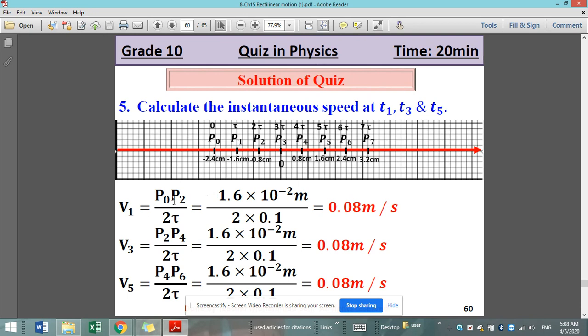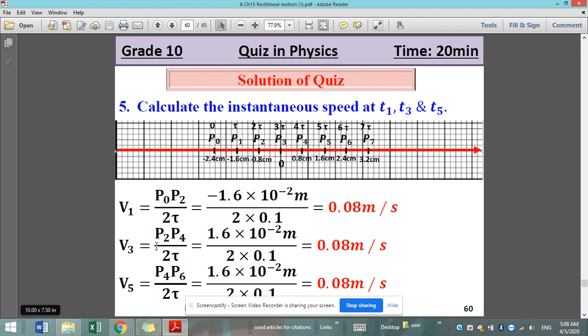So V1 to be calculated, it is P0, P2, as I said, it is x2 minus x0, minus 0.8 minus 2.4, just as we did in the previous part. It's going to be 0.8 plus 2.4, so we obtain a positive value equal 1.6 centimeter, then convert it to meter by multiplying by 10 power minus 2 over 2 tau. Also, it is converted into the SI unit.